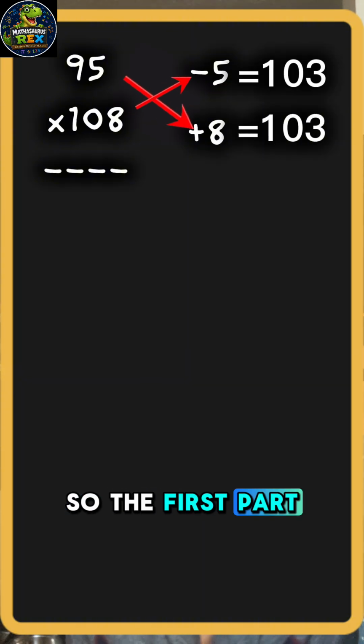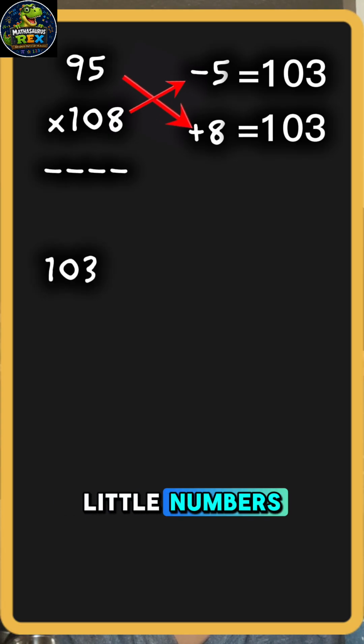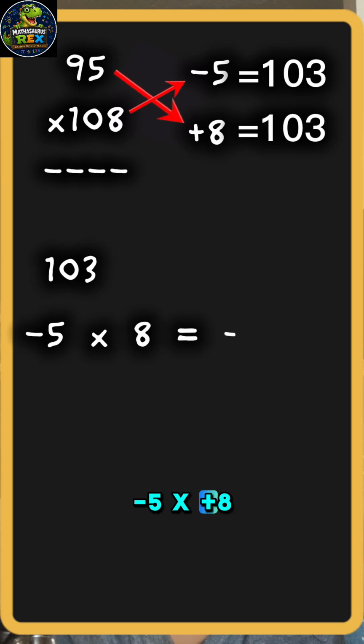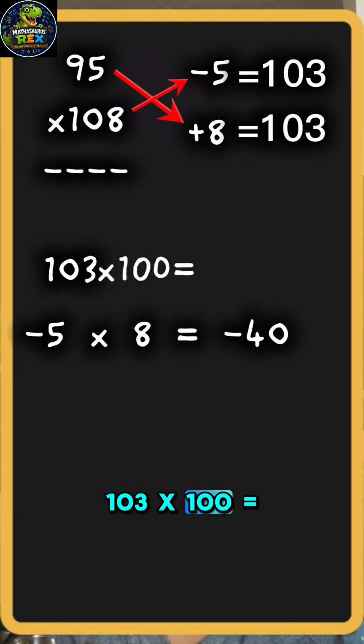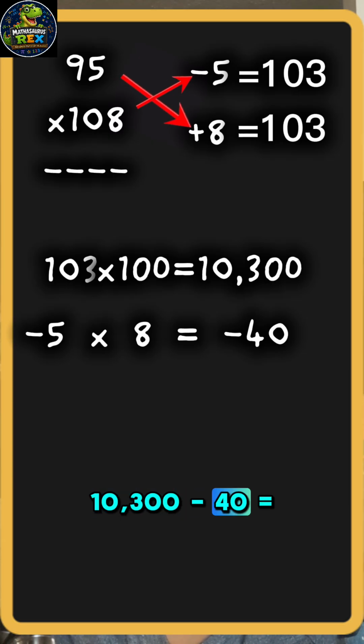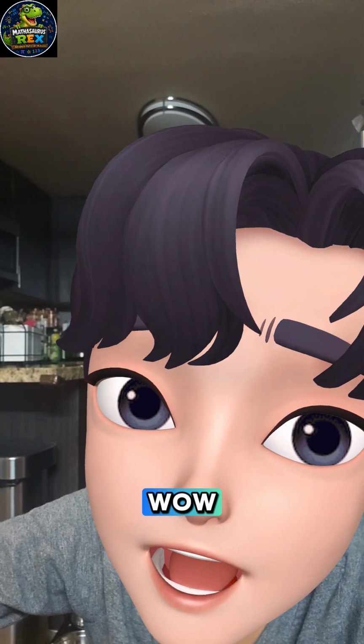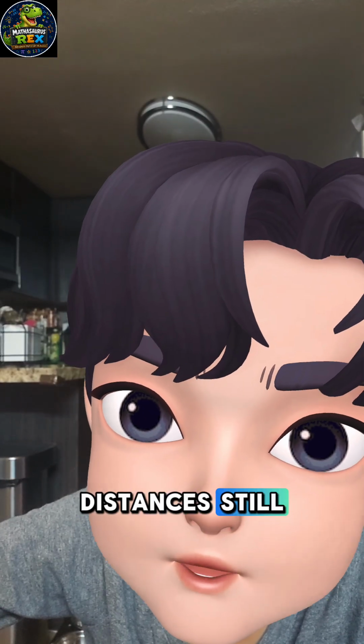So the first part is 103. Now multiply the little numbers. Negative 5 times positive 8 equals negative 40. 103 times 100 equals 10,300. 10,300 minus 40 equals 10,260. So 95 times 108 equals 10,260. Wow, even at unequal distances it still works.